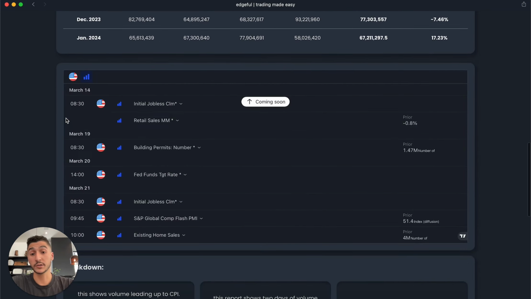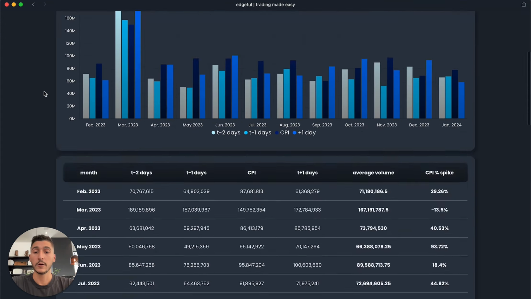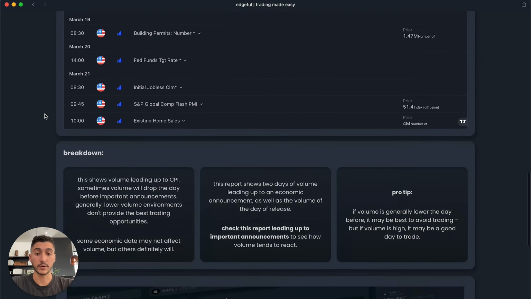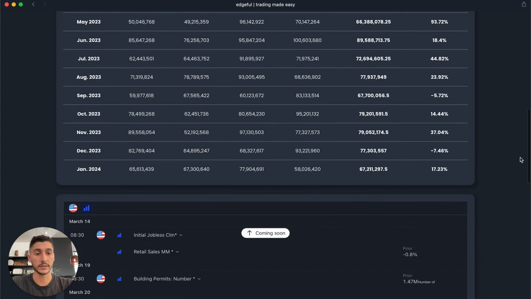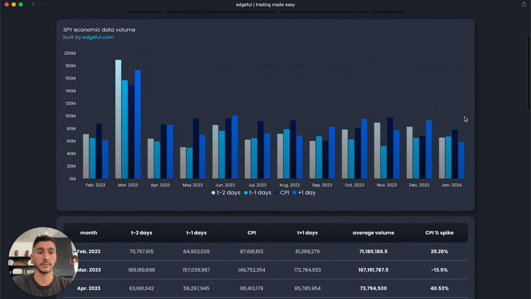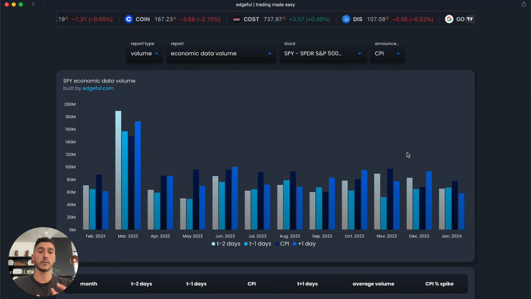We also have an economic calendar on this report. Side note, we also have one here. And we have a breakdown here of how to understand and how to apply this report in your trading. But really what this report helps you understand is what days have lower volume, therefore which days should I avoid, and what days have higher volume, therefore which days should I actually trade.